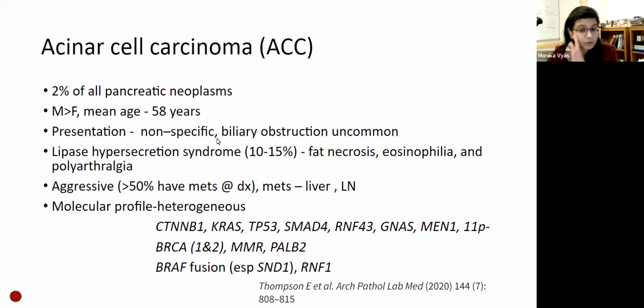And they often present with liver metastasis. And you can have lipase hypersecretion syndrome in these cases. So patients will have fat necrosis, eosinophilia, and joint pain. And as mentioned, they can often have metastasis at diagnosis, and then the molecular profile is rather heterogeneous. So you can see BRAF fusions in a good subset of cases, and then these can demonstrate mutations in KRAS, beta-catenin genes, SMAD4, P53 gene, name it, and every gene is there, BRCA and mismatch repair genes as well.